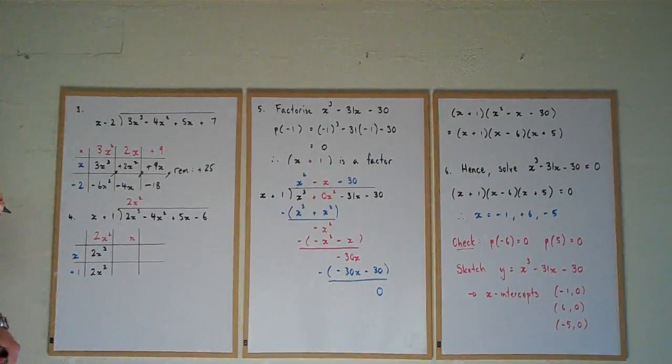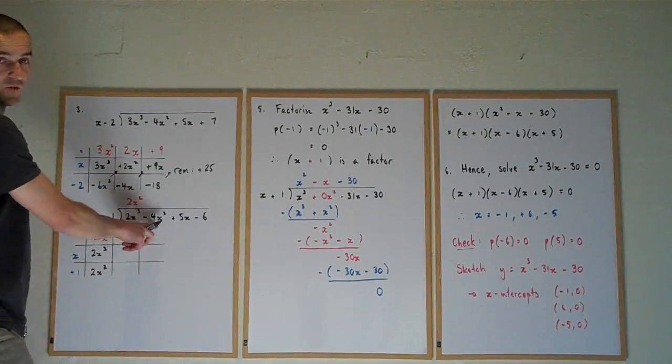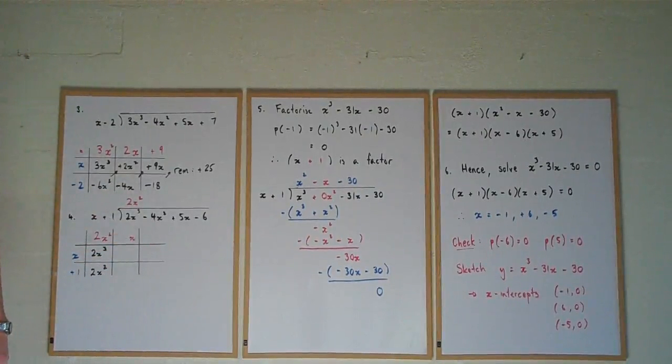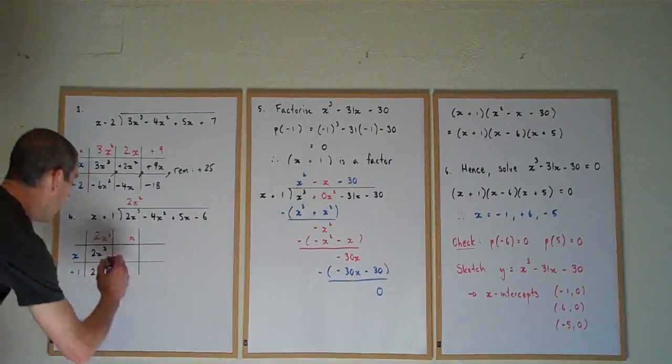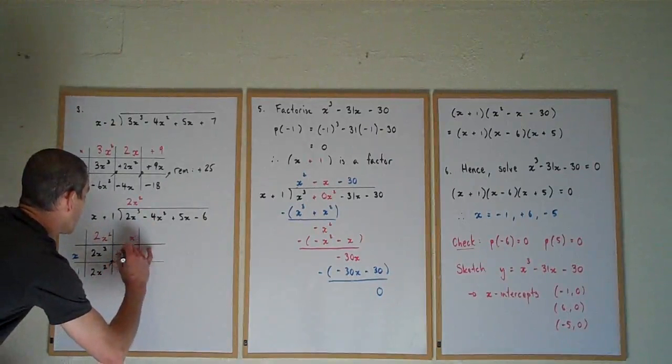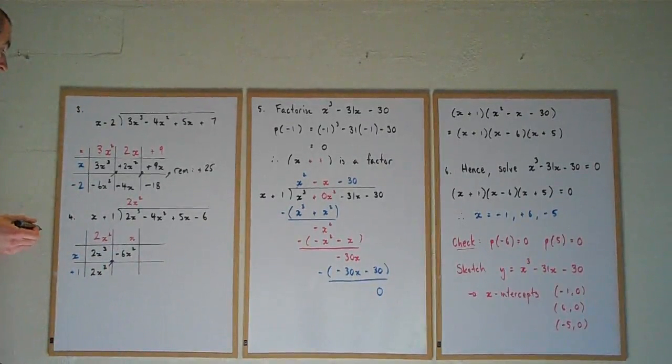gives me 2x squared. I now need to check to see if I've got it correct or if I need to adjust. 2x squared is not minus 4x squared, so I'm going to need to adjust. What do I need to adjust by? 2 needs to go down to minus 4, so I'm going to have to take away 6x squareds. And I'm underway again, repeating the process.